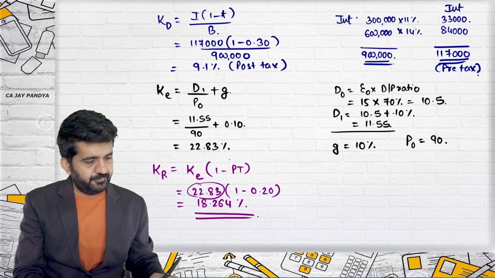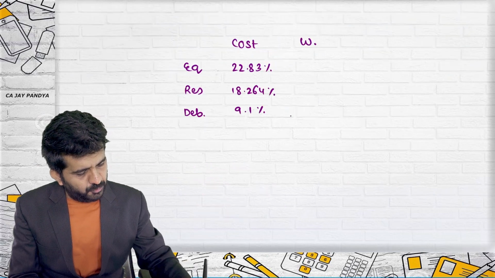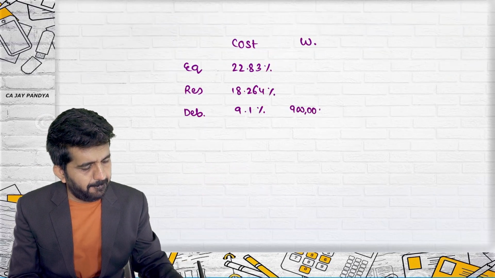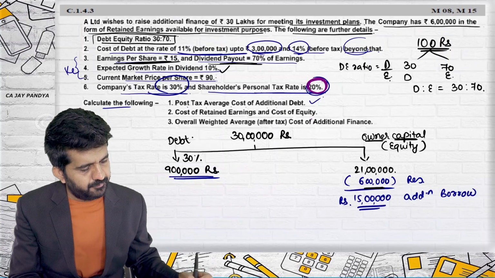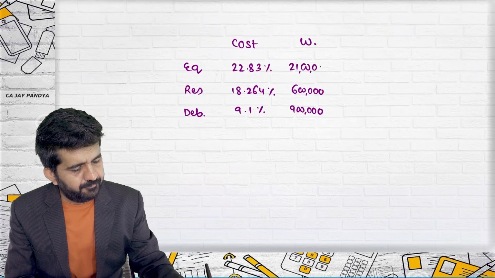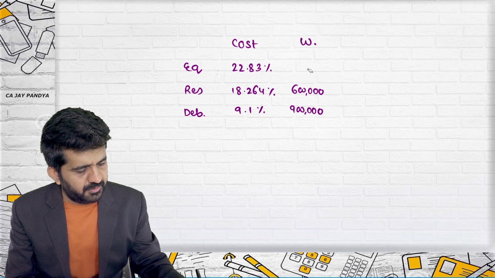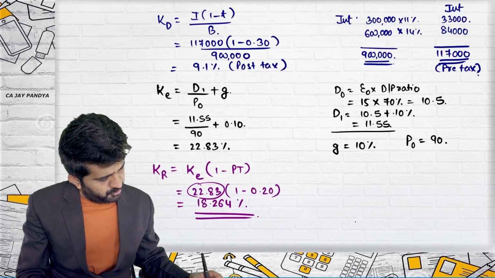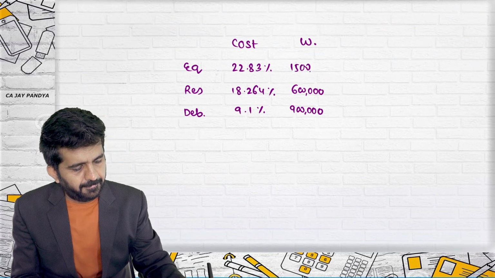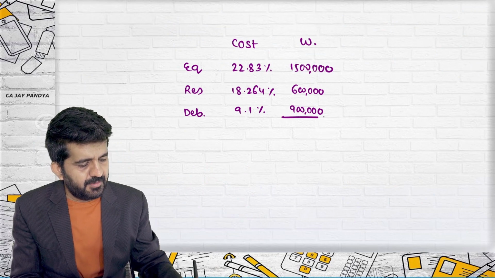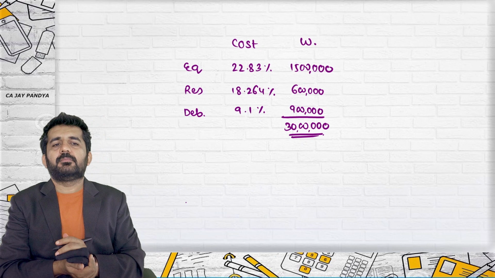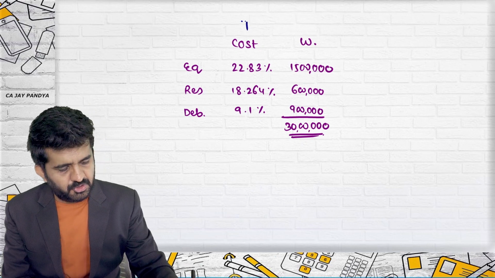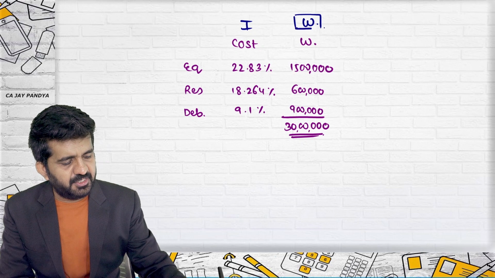Wait. 9 lakh rupees is debt. 6 lakh rupees is reserve. 21 lakh rupees is, no, 21 is not equity. Equity issued new is only 15 lakhs. Total is 30 lakhs. Yes, that's fine. This should be considered as I. This should be considered as W.